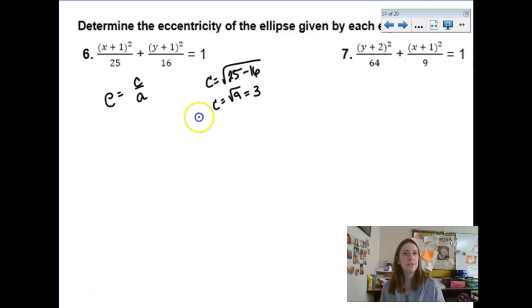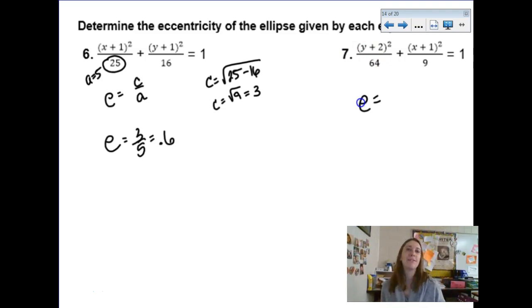So c value is 3, the a value is this guy square rooted, so 5. So the eccentricity for this particular ellipse is 3 over 5, which is 0.6. So not at all close to a circular ellipse. It's going to be very elliptical, if you will. Alright, number 7.